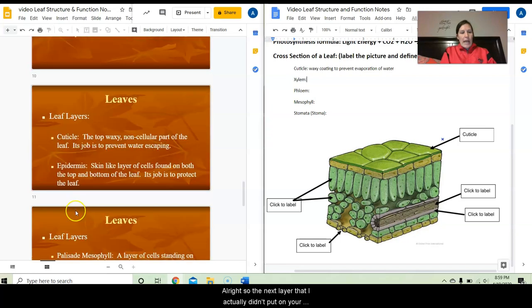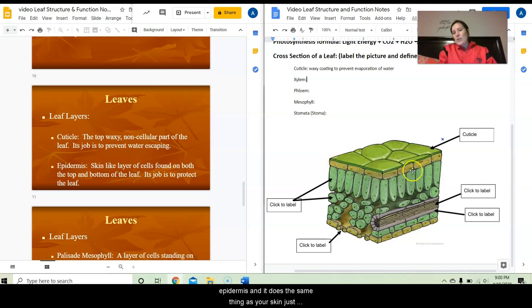All right, so the next layer that I actually didn't put on your notes, but is the epidermis. So that's going to be this brown layer here. This would be what we call the upper epidermis. Now, epidermis might sound familiar to you because you also have epidermis. It is your skin, okay?